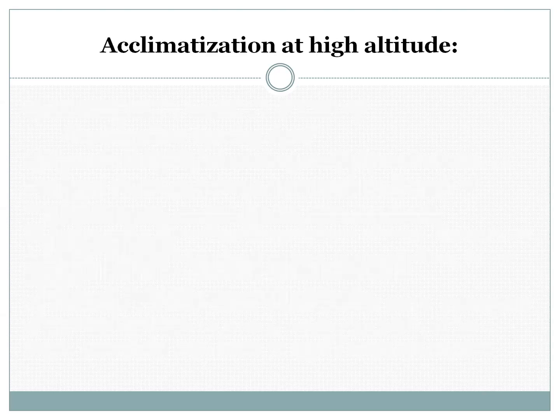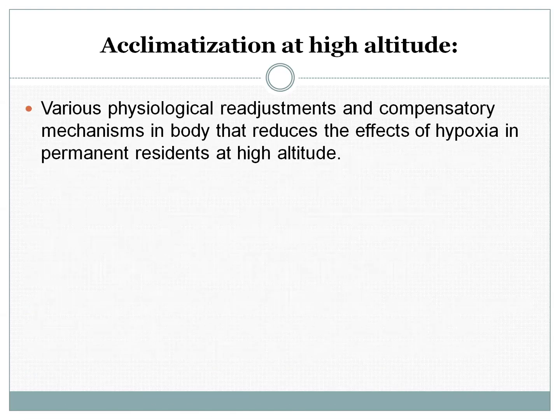So these all will be immediate responses, which are known as accommodation. Now coming to acclimatization, which is a chronic response to the high altitude. So what will be the changes? Now the body will try to adjust at this height. So that is causing some physiological readjustments, and compensatory mechanisms in the body will reduce the effect of hypoxia. They will try to reduce the effect of hypoxia. So whatever compensatory mechanisms, they will be activated.